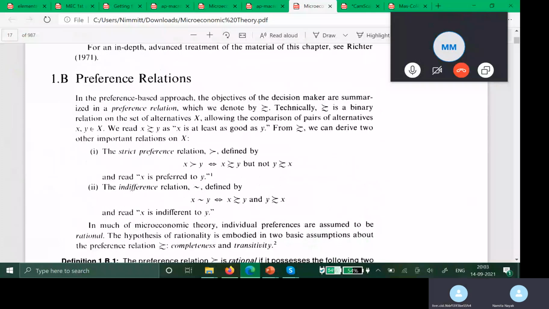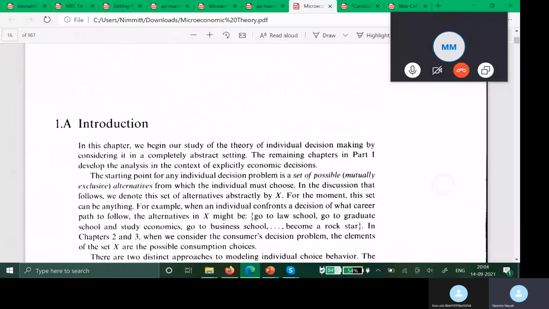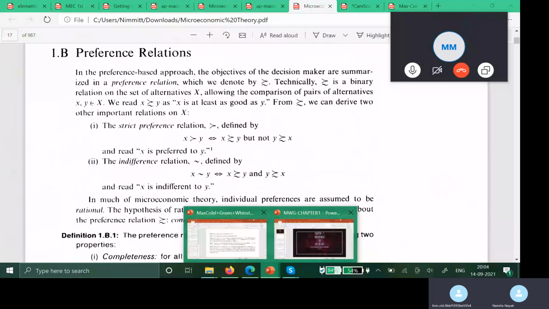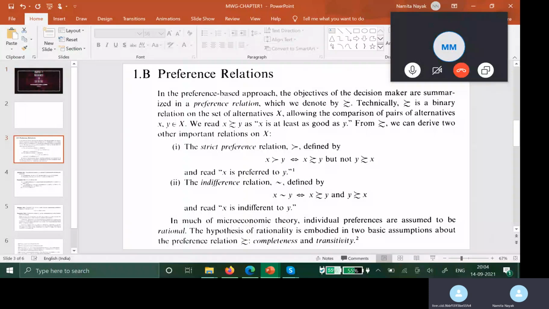Before that, you don't need much. This is just an introduction. So I have taken the main points actually. The preference relation is about the behind the scene of the demand curve. Whenever we are demanding anything, that is actually the behind the scene of the demand curve.